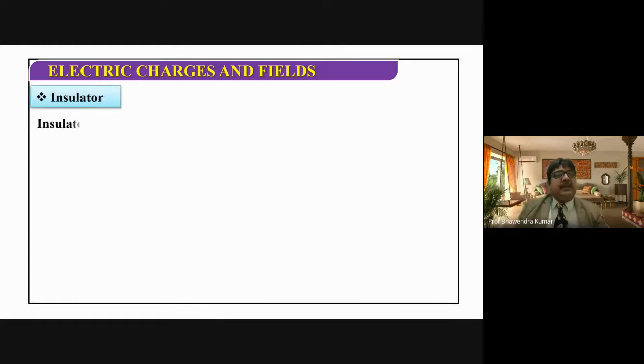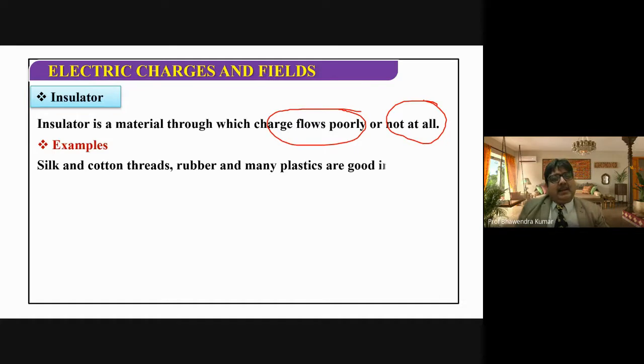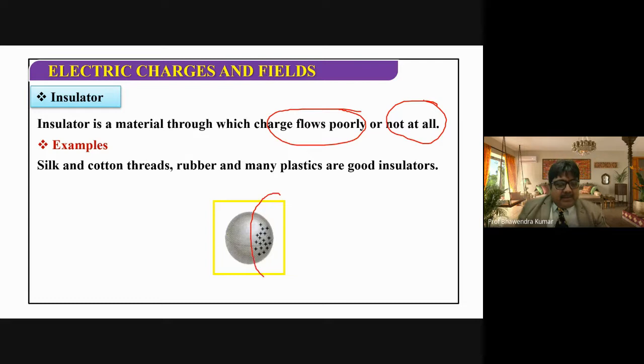Okay. Then we have insulators. Primarily, insulators do not have any free electrons. Because of that, they cannot conduct electricity, but in some rare circumstances, they can allow a small charge conduction. Is that clear? Silk, cotton threads, rubber, and many plastic goods are insulators. If I give charge to an insulator, the charge will remain localized because it does not have free electrons. So there's no possibility of the charge moving and getting distributed on the surface. Do you understand the primary difference, right?